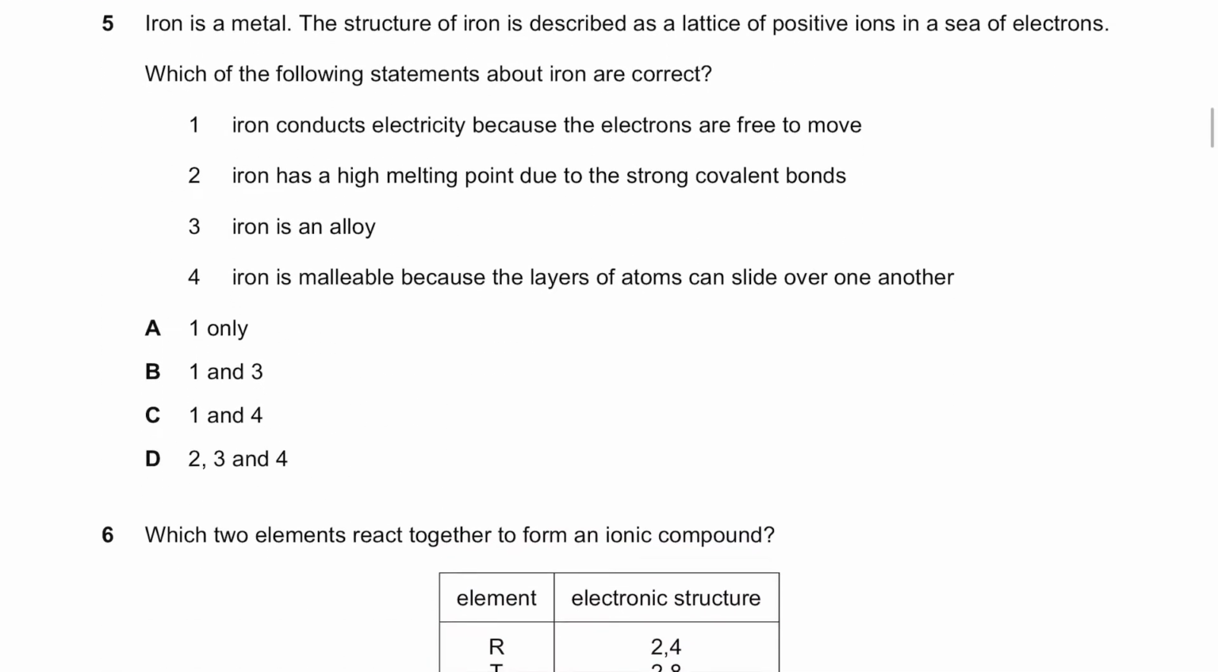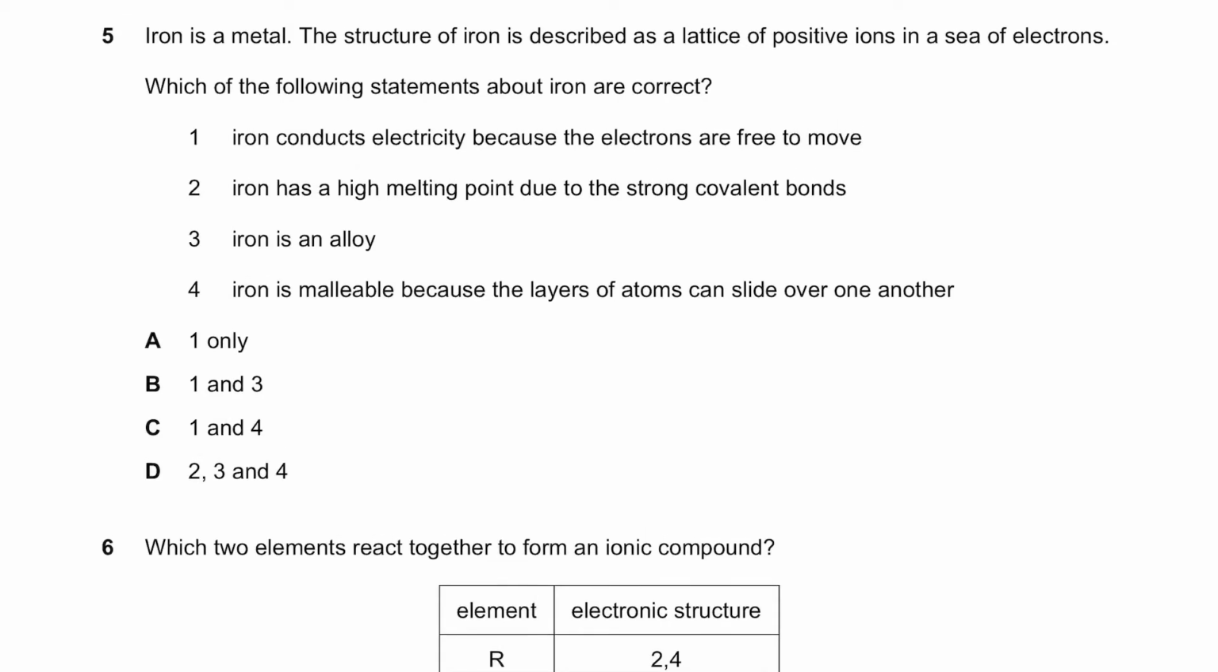Question 5. Iron is a metal. The structure of iron is described as a lattice of positive ions in a sea of electrons. Which of the following statements about iron are correct? 1. Iron conducts electricity because the electrons are free to move. That's correct. The sea of electrons pass on the electricity to one another.